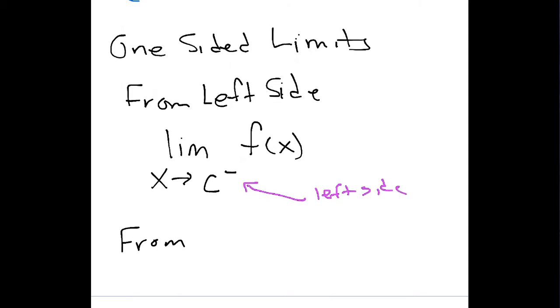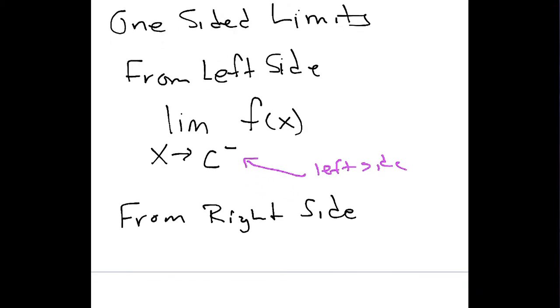From the right side, you can guess that then that notation would be the limit as x goes towards c from the right side of the function. I'm actually going to move that up because if I turn this into a PDF, it won't show up right. So that little plus mark signifies the right side.